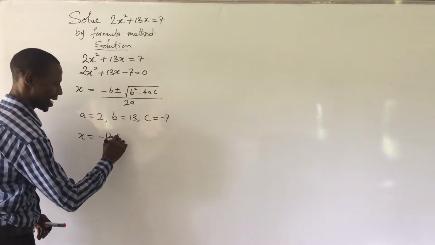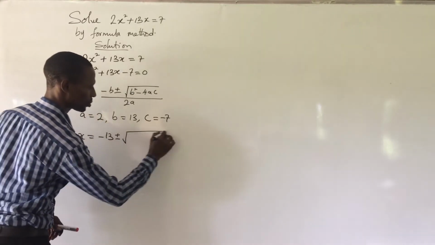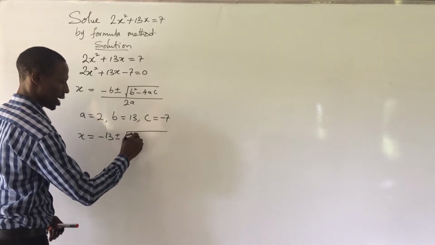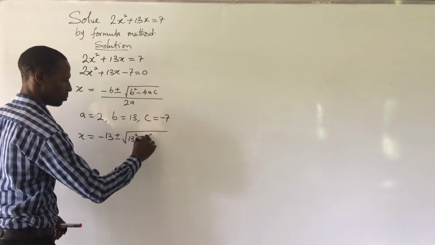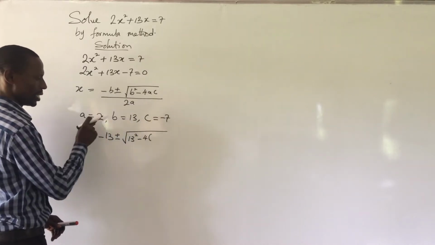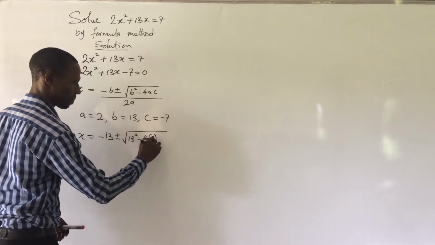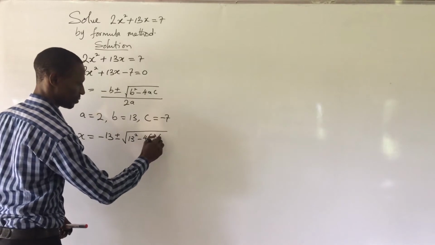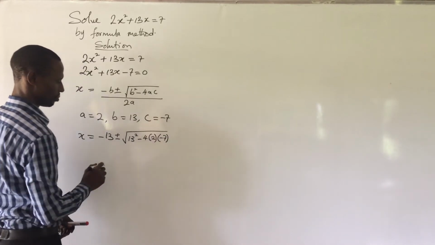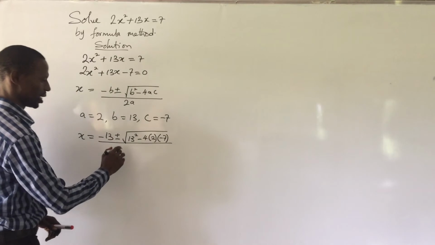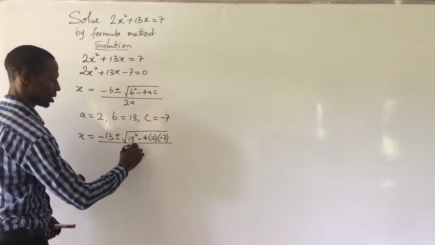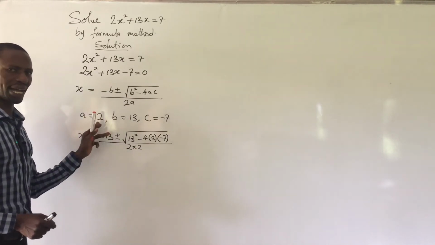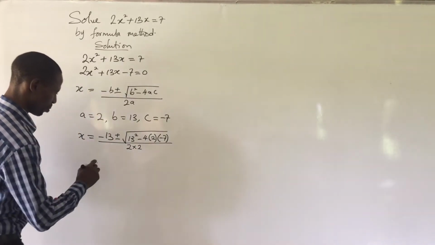The plus minus the square root of b squared, which is 13 squared, minus 4 bracket. The value of a is 2. So we put down 2 here, close bracket, bracket open. The value of c is minus 7, close bracket. All over 2 times 2, because a is also 2 down here. So from here, we proceed.